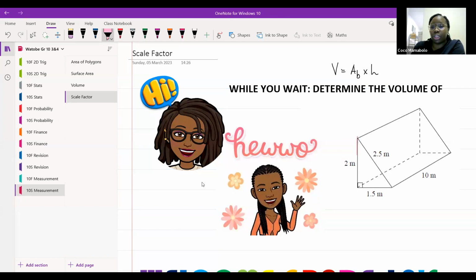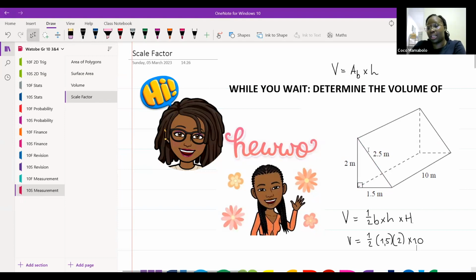So if we're going to calculate the area of our base shape, it's going to be our triangle over here. We can calculate the volume. So volume is going to be the area of a triangle, which is a half base multiplied by the perpendicular height of my triangle, multiplied by the height of the prism itself. So if I want to calculate the volume here, volume is equal to half multiplied by 1.5 multiplied by 2 multiplied by 10.